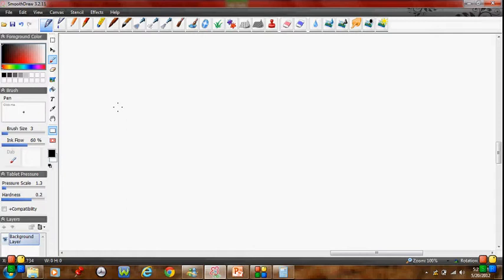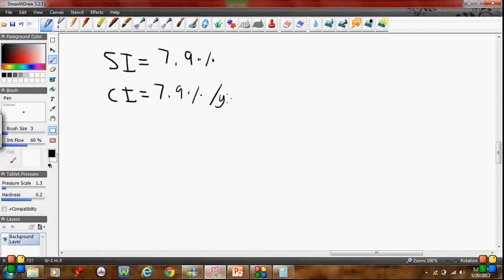So let's look at another example. For a certain year, the simple interest for Canada Savings Bonds was 7.9%. So let's just write that down. Simple interest rate is equal to 7.9%. And the compound interest rate was 7.9% also, except compounded annually. So compound interest, 7.9% per year. Both bonds are invested for a period of 10 years. So there we have it, T equals 10 years.